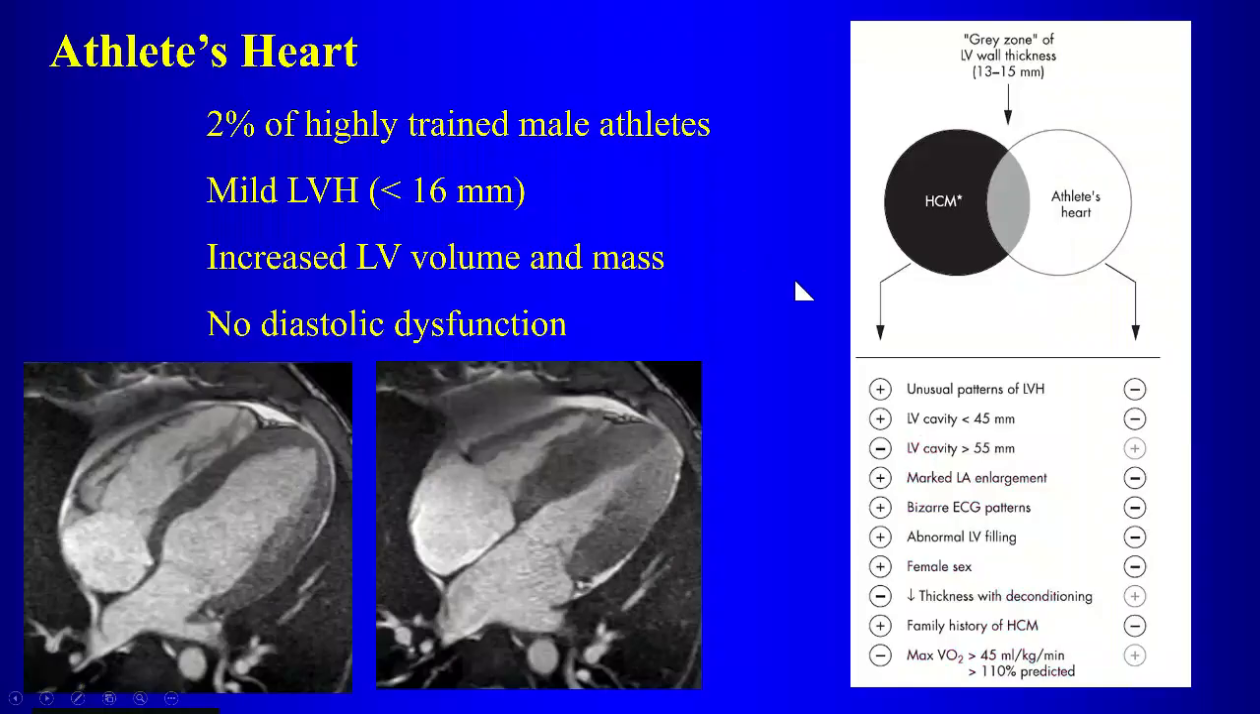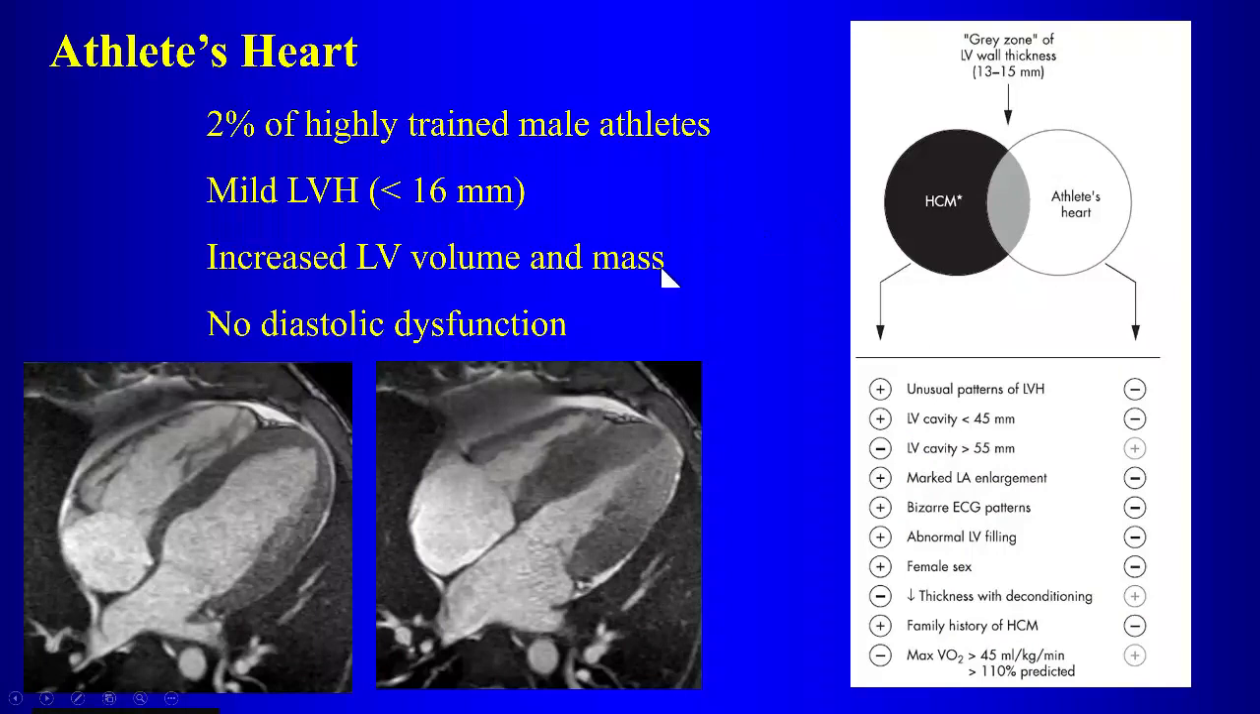Now, one thing that can also give hypertrophy, especially in young patients, is athlete's heart. So in very well-trained athletes, these patients can have some left ventricular hypertrophy, although it still tends to be less than 16 millimeters, which is the cutoff that we use for hypertrophic cardiomyopathy. But there may be some overlap between athlete's heart and hypertrophic cardiomyopathy in terms of the amount of hypertrophy that you would see with echocardiography.